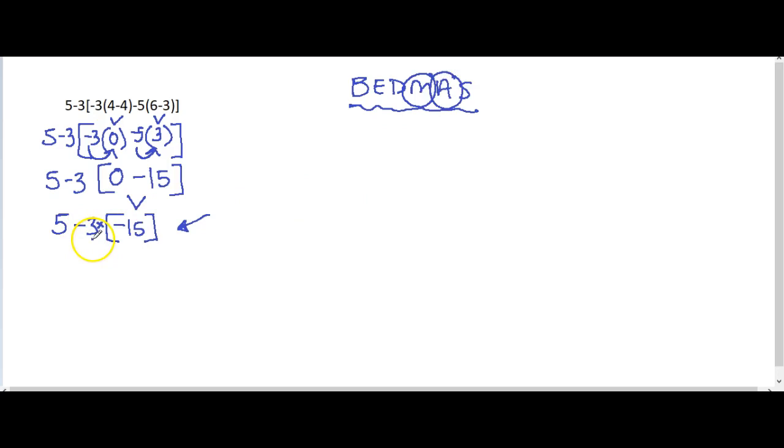So you have to multiply negative 15 by negative 3 before we can do anything with the 5. So what we're going to have is negative 3 times negative 15 gives us positive 45, and then 5 plus 45 gives us 50. So again, if you had subtracted before you multiplied, that would have caused a problem with this answer. It's a tricky one, that's for sure.